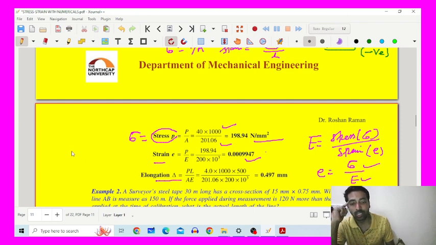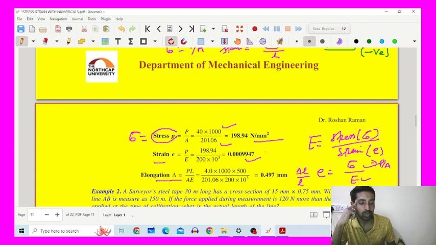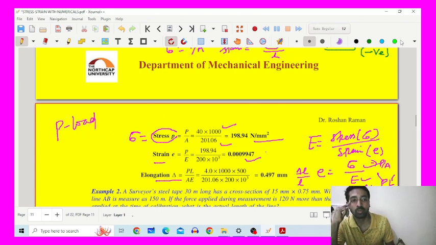For elongation, I already told you the formula. Sigma equals P by A, and strain equals delta L upon L. So when you combine these, you will get delta L equals P into L upon A into E. Here P is load, L is length, A is the cross-sectional area, and capital E is the modulus of elasticity. What is P? P is the load, which is in terms of kilonewton.